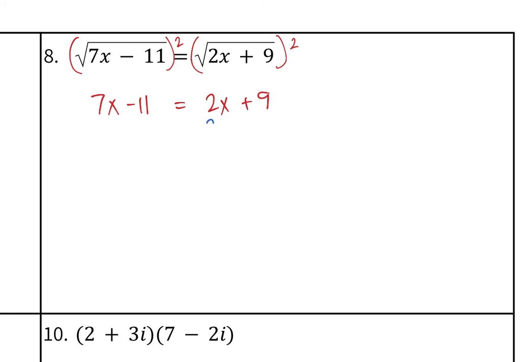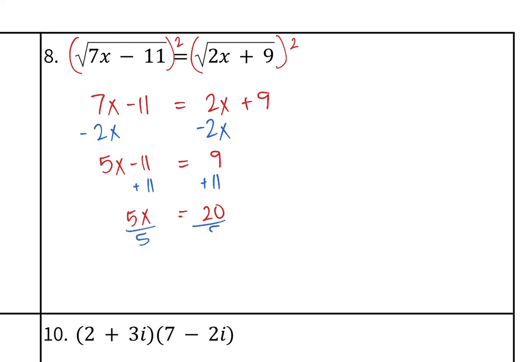There's x's on both sides, so to fix that, let's move the 2. We are going to subtract it. Then let's move the constants over to the other side. So we're going to add 11. And let's get rid of the coefficient. So divide by 5. X is equal to 4.